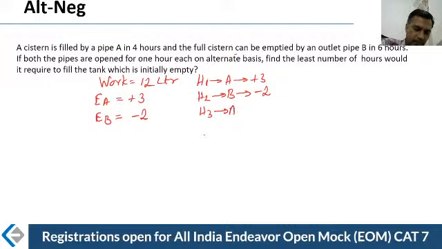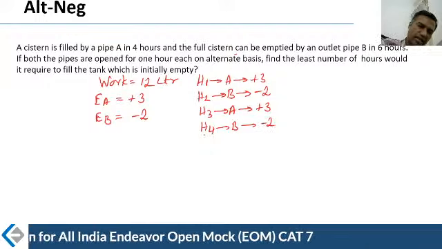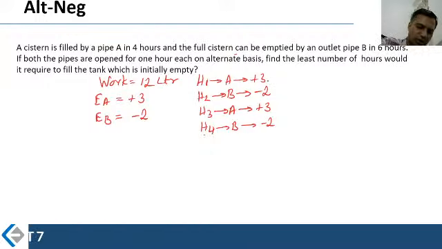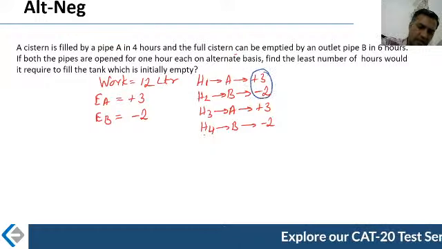In hour 3, A would be operational, adds 3 liters. In hour 4, B would be operational. That's the outlet pipe, draws out 2 liters. Again, you find a pattern very similar to what you did, no big deal. Now what is the net?